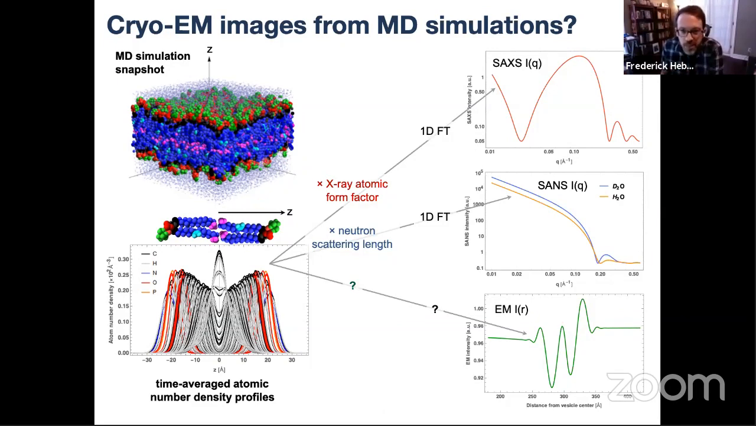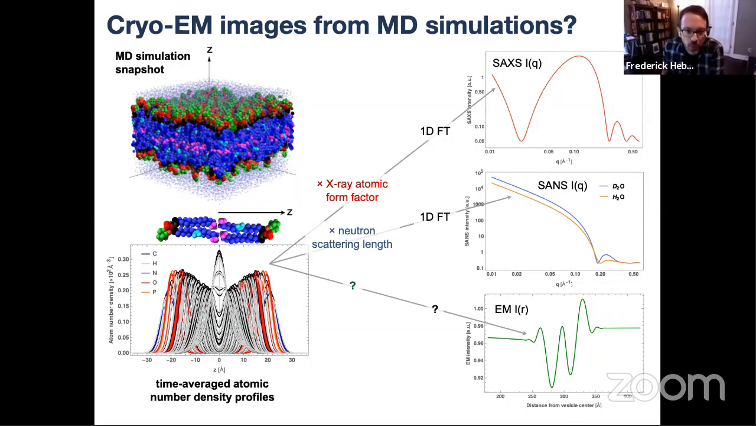So it turns out that for many types of data, you can actually predict a signal from an MD simulation. We do it all the time with scattering data. All we need to do in order to predict the scattering signal is we just get the time average distribution of all of the atomic positions that are projected onto the bilayer normal. And that's easy to calculate from a simulation trajectory.